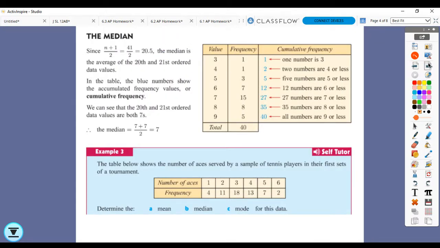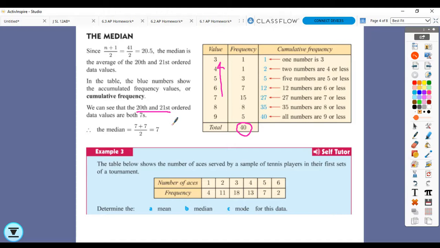For the median, now think about this. If there's 40 total, we need to find the 20th term. So we're working our way through both directions. Notice the 20th and 21st term. There's 27 numbers that are 7 or less. So that means the 20th and the 21st term are both 7. So 7 is the median.